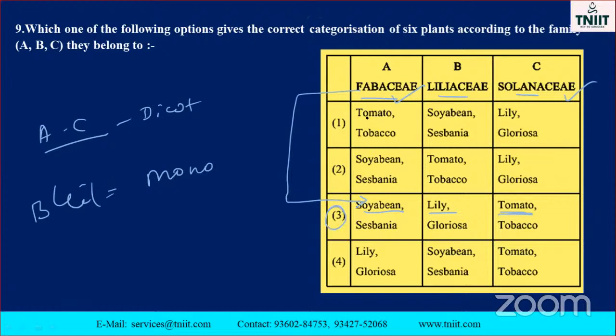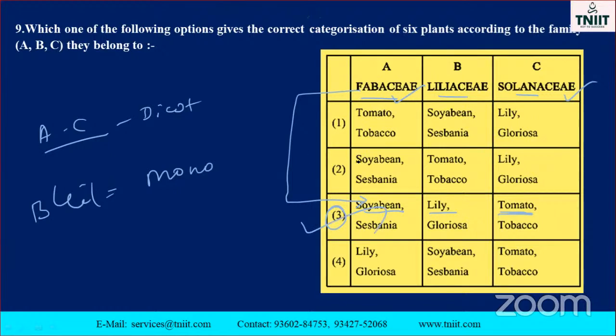Tomato, where is it? Tomato will not come here. Tomato is Solanum. There are many: Solanum xanthocarpum, Solanum melongena, Solanum capsicum. Like that it will come, so it will not come under this. It belongs to the Solanaceae family, so here the option is wrong. So which one is the correct option? The third one is the correct answer.